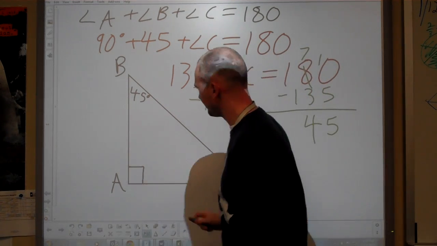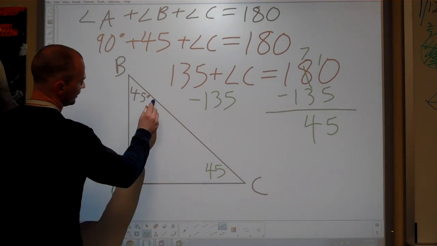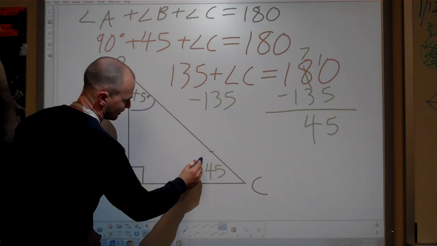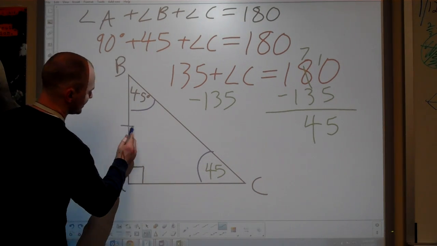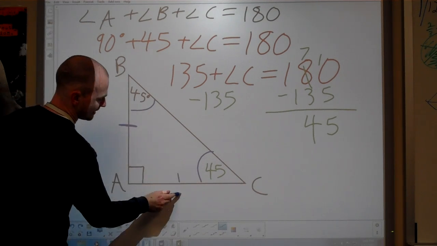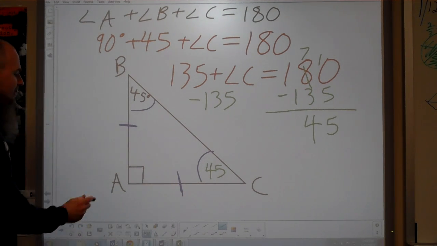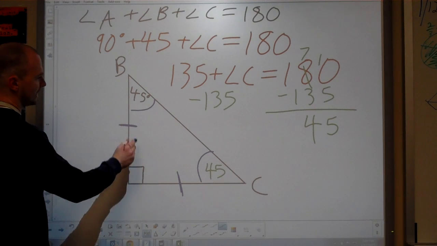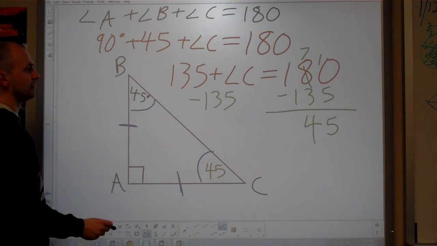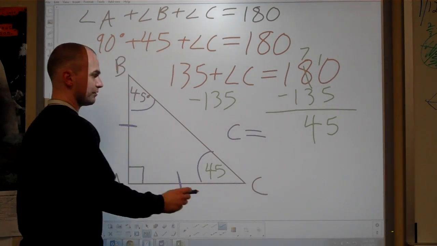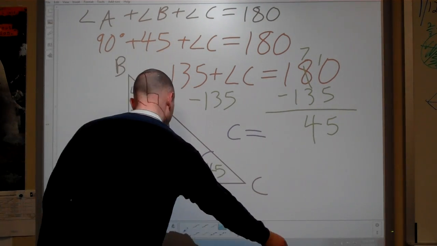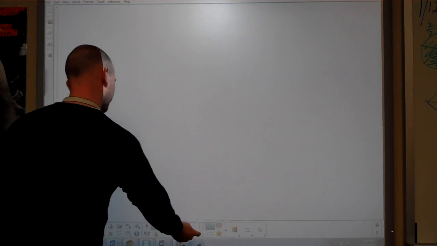Now what we have here is an isosceles triangle. This angle equals 45. This angle equals 45. These two angles are the same. It means this side is the same as this side. Okay, so this is an isosceles triangle, a 90, 45, 45 degree triangle. So C here equals 45 degrees. Should do a couple more.